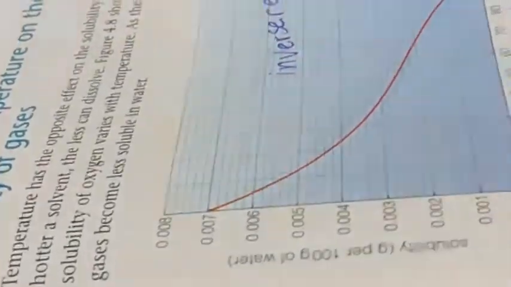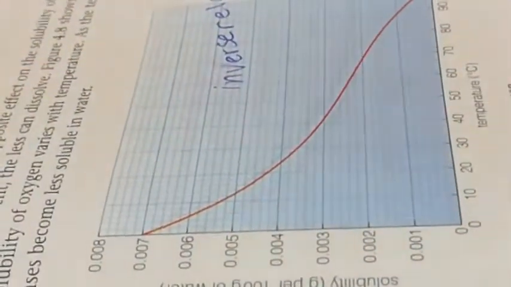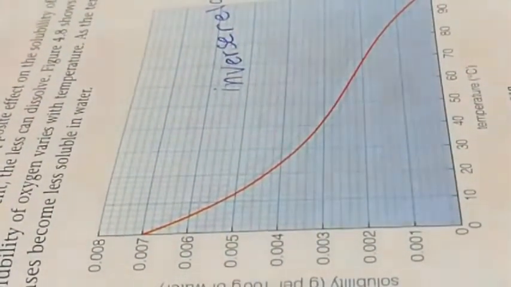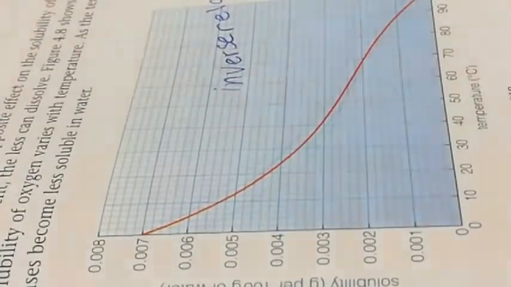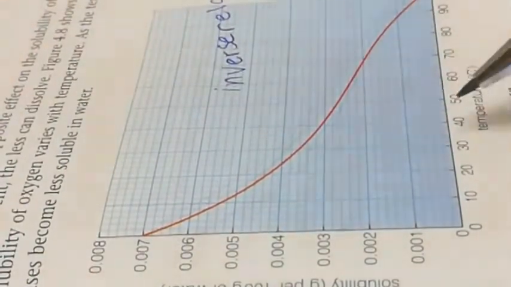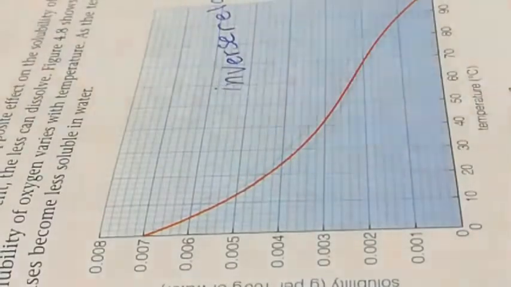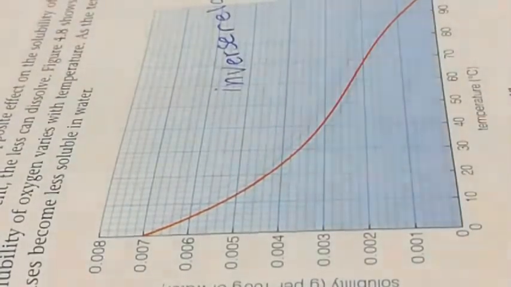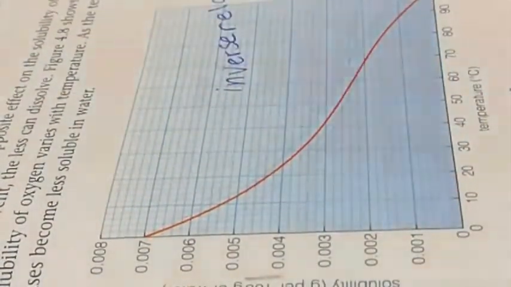Okay. He said, how much oxygen dissolves in 100 grams. Okay. Where is 100 grams? 100 grams of what? Of water. Where is 100 grams of water? Here, this is the solubility. He's asking about the solubility of oxygen at 20. Okay. So, go to the x-axis. This is 20.